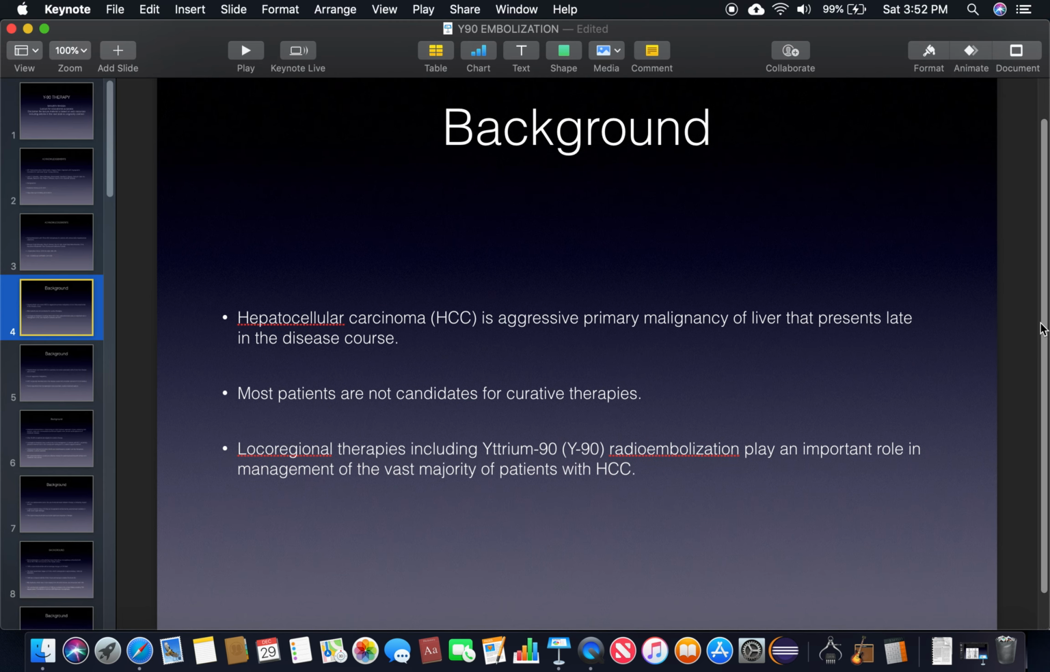I want to give you a little background about liver cancer, hepatocellular cancer, which is an aggressive primary malignancy of the liver that typically presents late in the disease course, and most of the time the patients are not good candidates for curative therapies, and as a result one is reduced to getting local regional therapies such as with yttrium radioembolization, that has started playing a big role in the treatment of the vast majority of such patients.